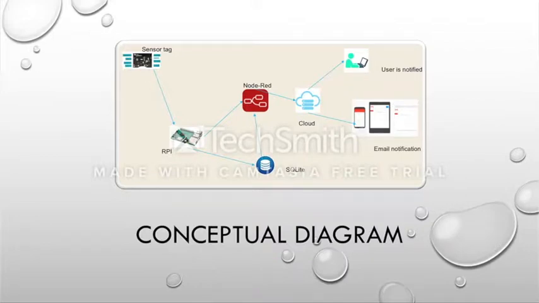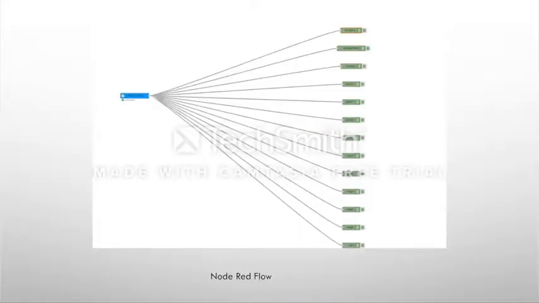Conceptual diagram. As you can see, our sensor tag is connected to the Raspberry Pi, then it is programmed through Node-RED, then the data is sent to the cloud, and the cloud then notifies the user. This is the Node-RED flow. As you can see, the sensor is connected, all the flows are listed, the sensors are listed. It has been programmed.